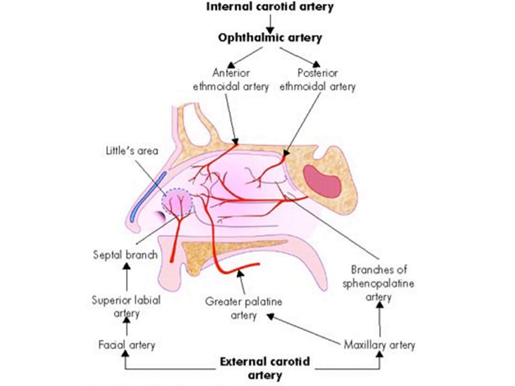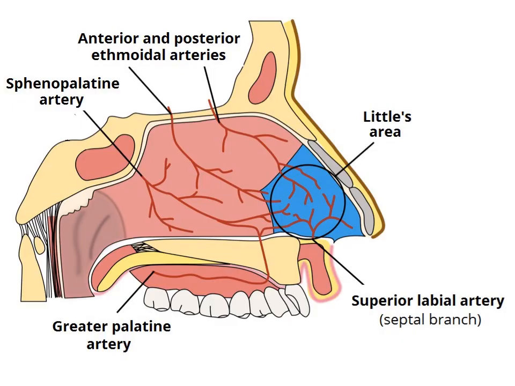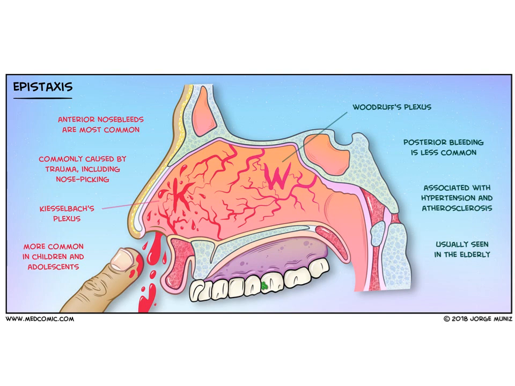So five arteries join each other in an area which is called Little's area. Very important clinically. Another picture shows the accumulation of five arteries: superior labial artery septal branches, then anterior and posterior ethmoidal arteries, then sphenopalatine artery and greater palatine artery. They collect in this area. And in any problem like trauma or hypertension or any other pathological problem, there is profuse bleeding from this area, which is called Little's area.